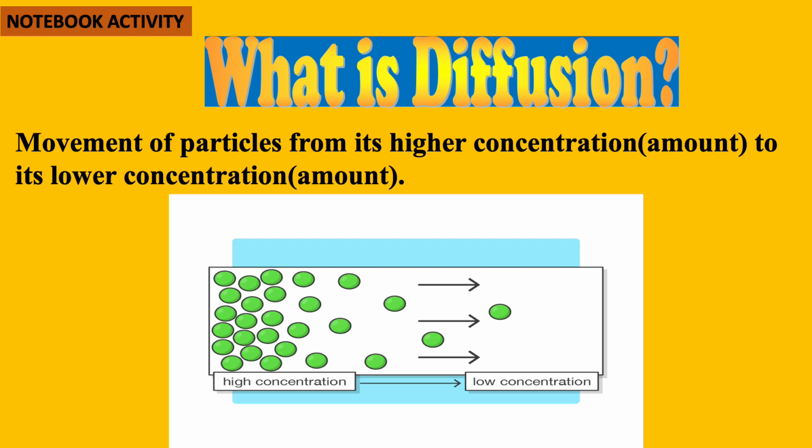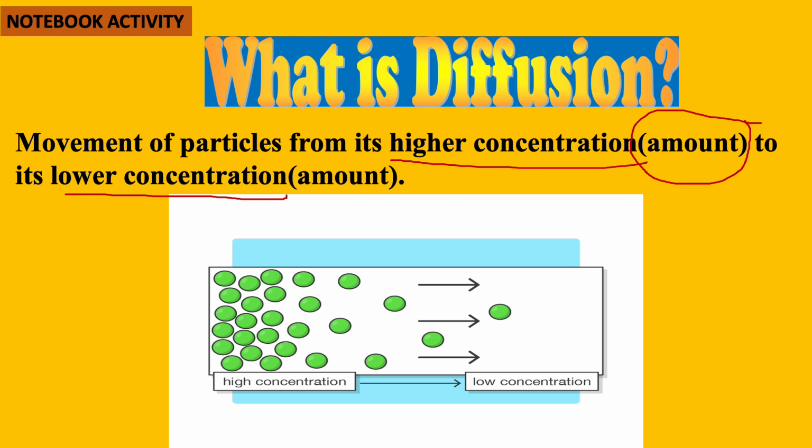So what is diffusion? Diffusion is the movement of the particles from its higher concentration to its lower concentration. Children, concentration means amount. This is for your understanding. I have put the word amount, but make sure you write in the exam the word concentration, from its higher concentration to its lower concentration.